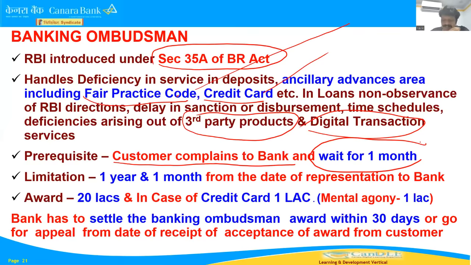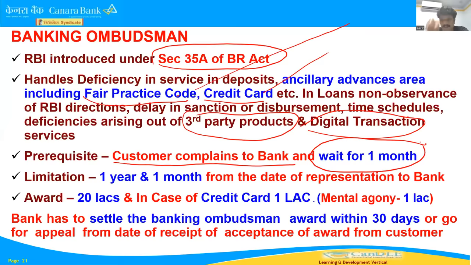Just now I discussed that the Damodaran committee recommended an internal ombudsman. I told you a CGM, GM, retired person will be acting as an internal ombudsman. For example, Canara Bank also has an internal ombudsman, but our GM, CGM will not be our internal ombudsman. Another bank's retired GM or CGM, the bank will appoint as an internal ombudsman for our bank. This is how the internal ombudsman comes into the picture.